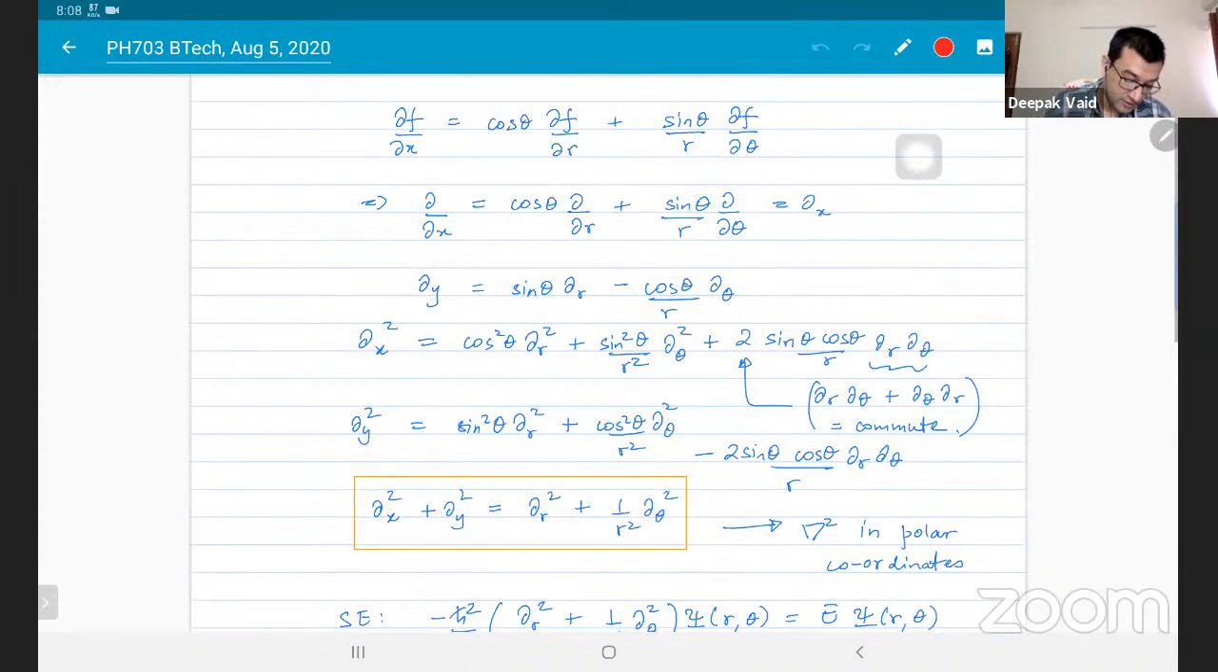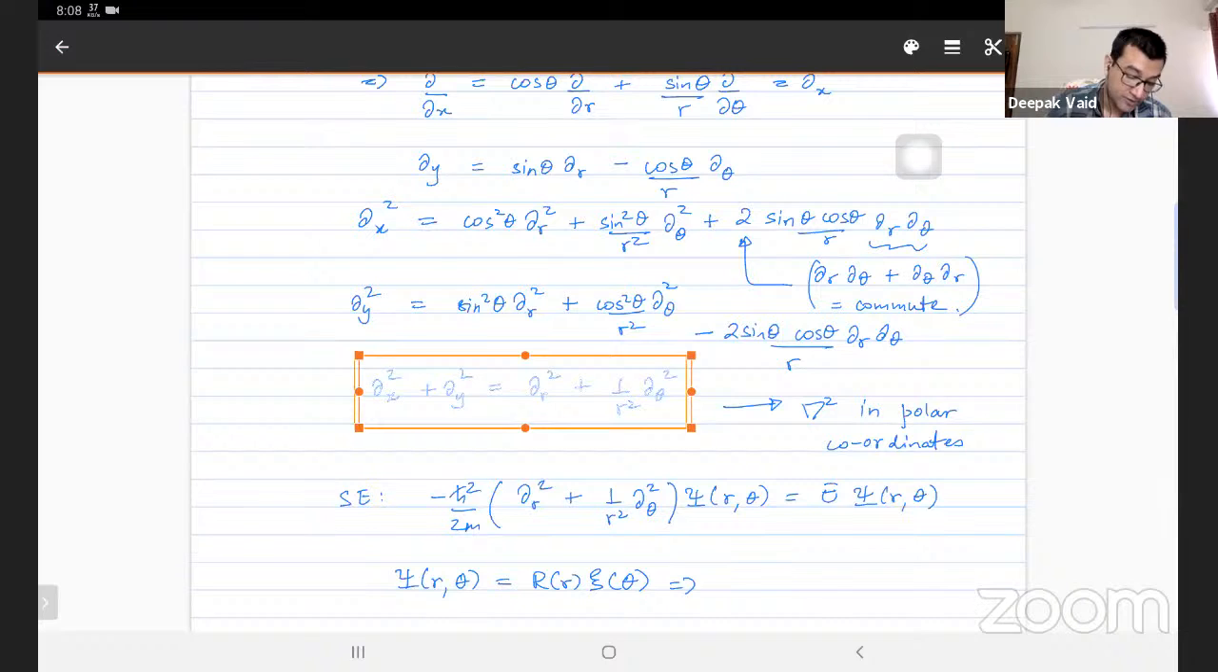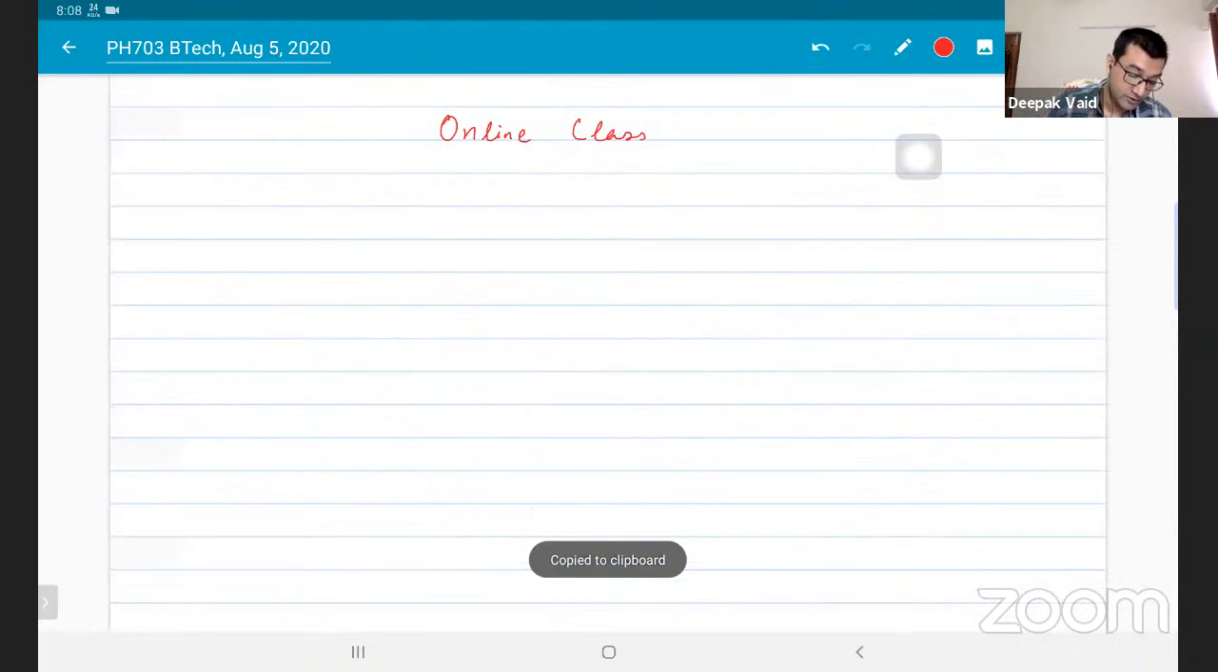So we get this Laplacian. Now the question is, what do we do after this? How do we solve it? Let's see.